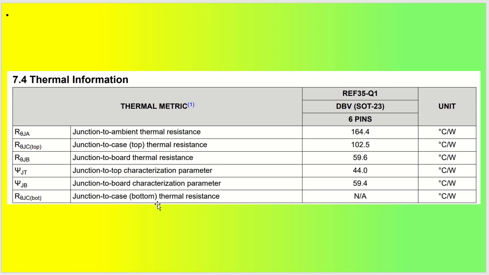Coming back to the thermal information. As you know, there is a voltage drop across the IC. Let's say this is my V input, and this is my V output, which is your V reference.